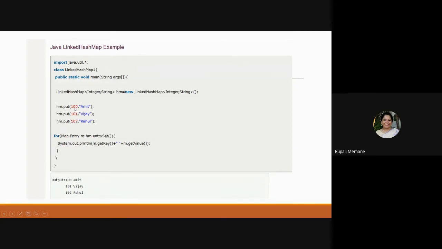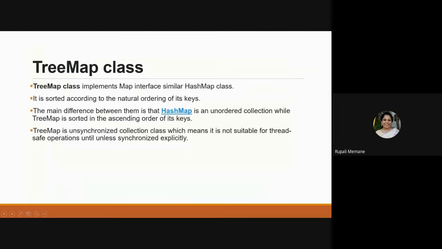Similarly, if I put A, C, D and E first, it is still going to store it as A, B, C, D, right? That is the way a TreeMap works. So the main difference between them is that HashMap is an unordered collection, while TreeMap will be a sorted collection based on the ascending order of the keys. Remember, TreeMap will always work on the ascending order of the key and not the value. Now here again, TreeMap is an unsynchronized collection, which means it is not suitable for thread-safe operation.